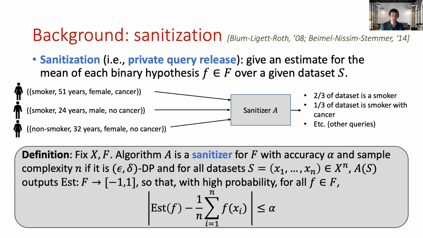And so here's the formal definition of sanitizer. For fixed X and F, we say that an algorithm A is a sanitizer for the class F with accuracy alpha and sample complexity n. First of all, it's epsilon delta differentially private. And second, for all data sets S, note that there's no distributional assumption here, the output of A on S is a function est, which maps from F to the real interval -1, 1, so that with high probability for all hypotheses F, est of F is an alpha additive approximation to the mean of F on the data set.